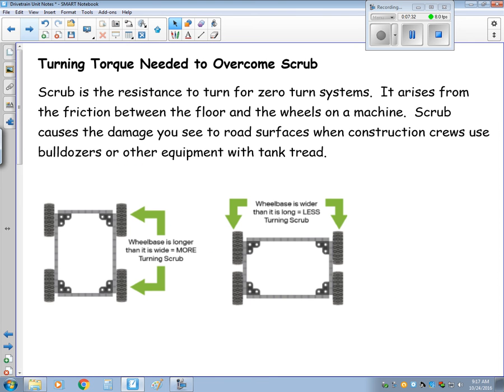All right, the last topic I want to discuss with you is on turning torque and how much turning torque you need to overcome scrub. So remember that scrub is the resistance to turn for zero-turn systems. And it comes about from the friction between the floor and the wheels. Scrub causes the damage that you see to road surfaces when construction crews use bulldozers and other equipment with tank tread.